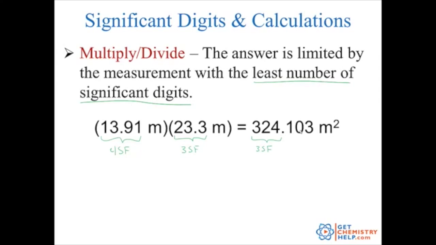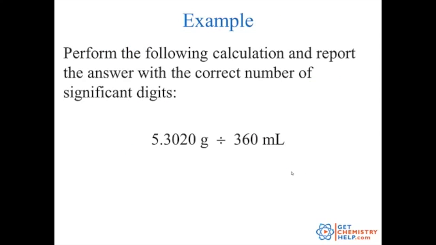So 324.103 would round off, and I would get 324 meters squared. Good. Okay, let's do one more example with multiplication and division. So this one, 5.3020 divided by 360. I went ahead and punched that in my calculator, and I got 0.0147277, repeating. The units here are grams divided by milliliters, so literally just grams per milliliter.